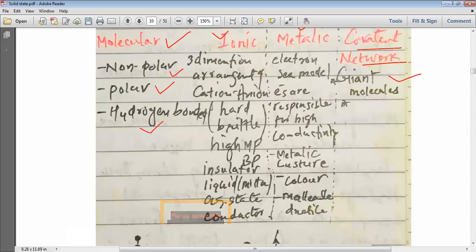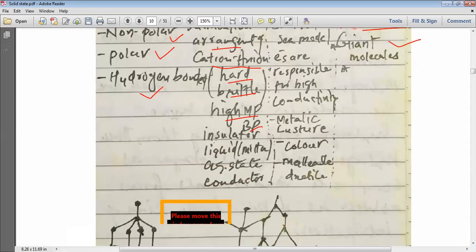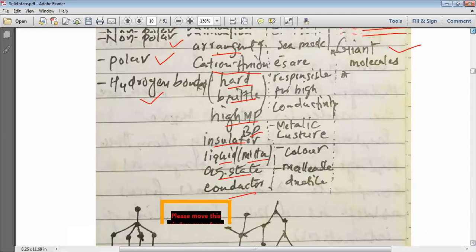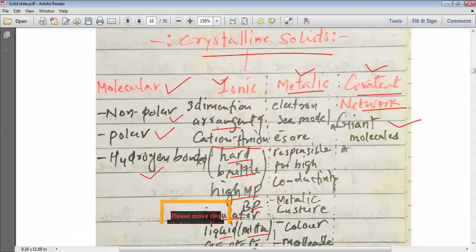The ionic solids, their three-dimensional arrangement is made up of cation and anion. They are hard, they are brittle, they have high melting point. Ionic solids have high melting point and boiling point, and they are insulators in the solid state, but in the liquid state or in the molten state or in the aqueous state, they are good conductors of electricity. Then, my dear students, we want to study about the metallic solids.